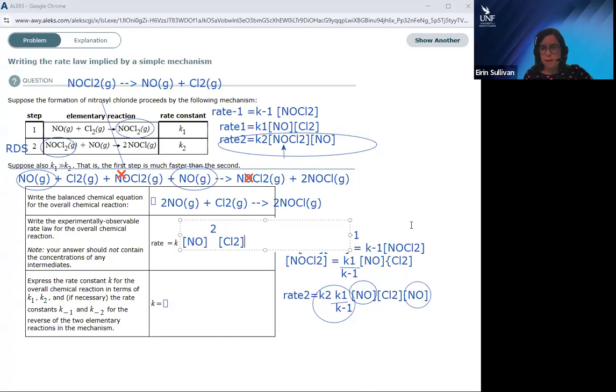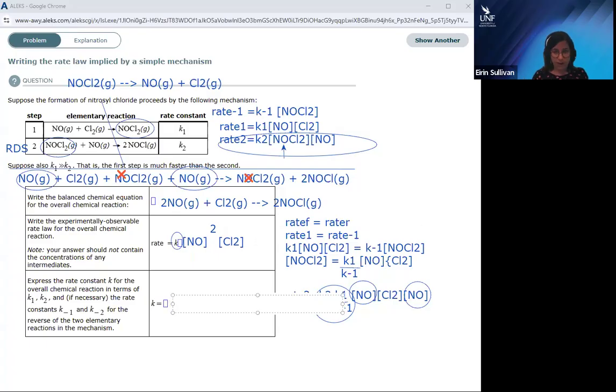Then the last bit is asking, so this rate constant here that I used, what was it really? That is going to be this stuff right here that we just worked out. So it's going to be K2 times K1 over K minus 1. Quite often I use KF for the forward reaction K1 and KR for the reverse reaction K minus 1, but I'm trying to keep to the terms that ALEKS uses.